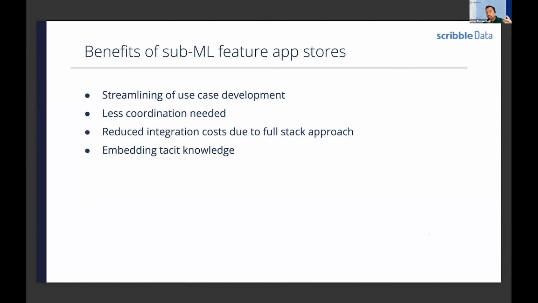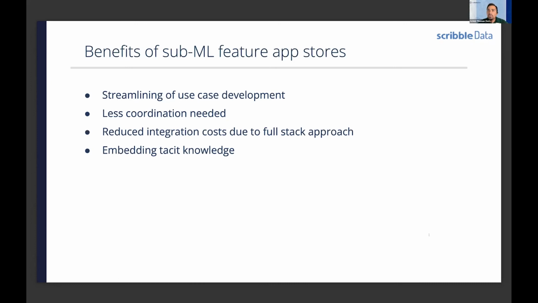So what we have seen, deploying our feature app store across a bunch of organizations, across close to 100 odd use cases now, is use cases that take a couple of weeks to develop as opposed to the typical months. Having a feature app store basically helps you to streamline this use case development, because you have a common design language that everyone in the organization talks.